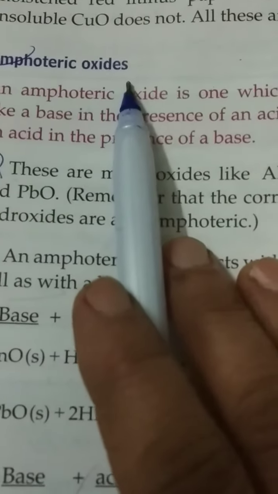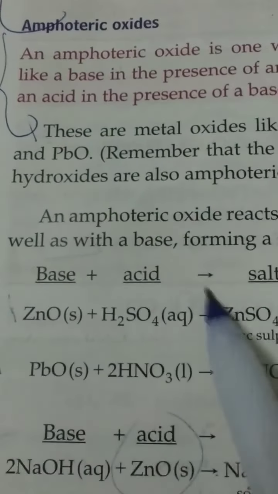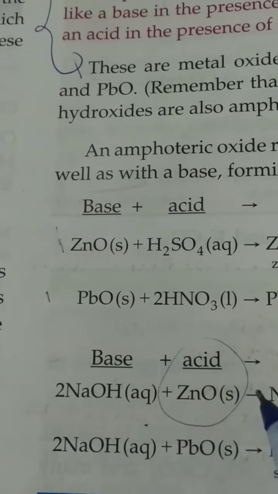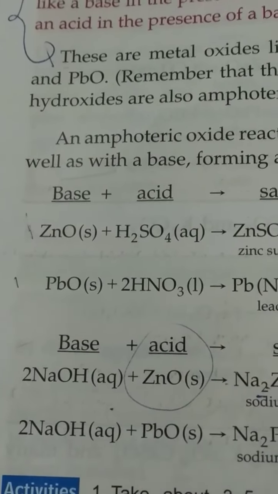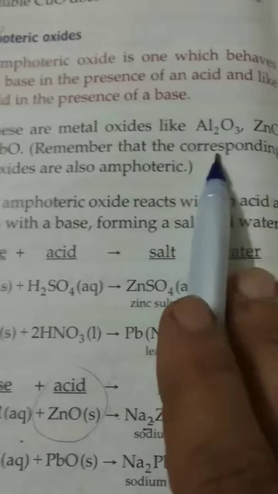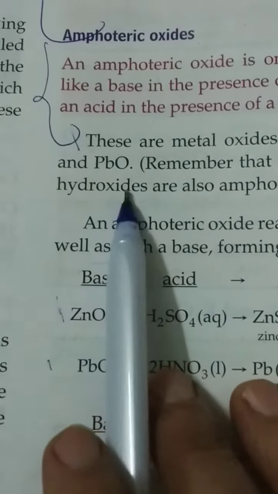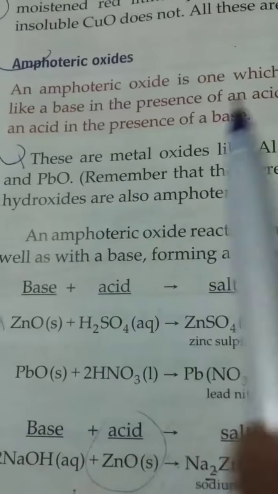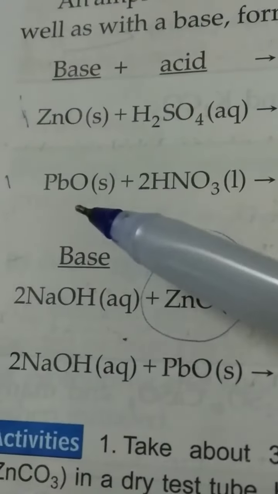Amphoteric oxide. Now amphoteric oxides are such oxides which behave like a base in the presence of an acid, and behave like an acid in the presence of a base. See some examples they have given of oxides. Metal oxides like aluminium oxide, zinc oxide and lead oxide. These three are the metallic oxides which behave like amphoteric oxides. Examples they have given: zinc oxide, lead oxide.